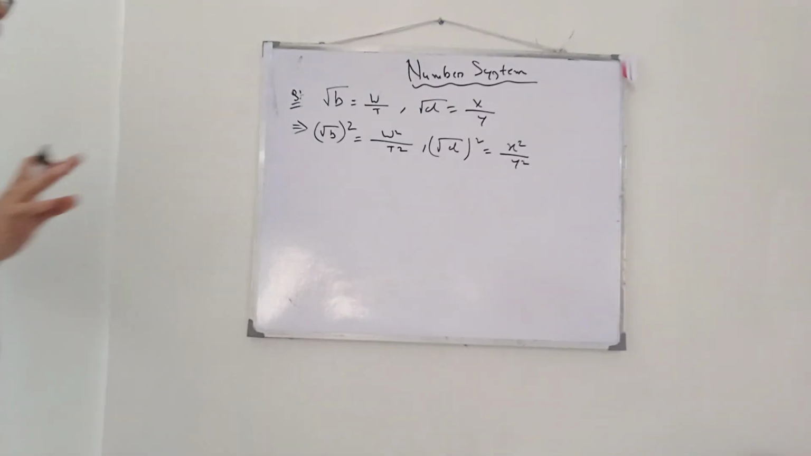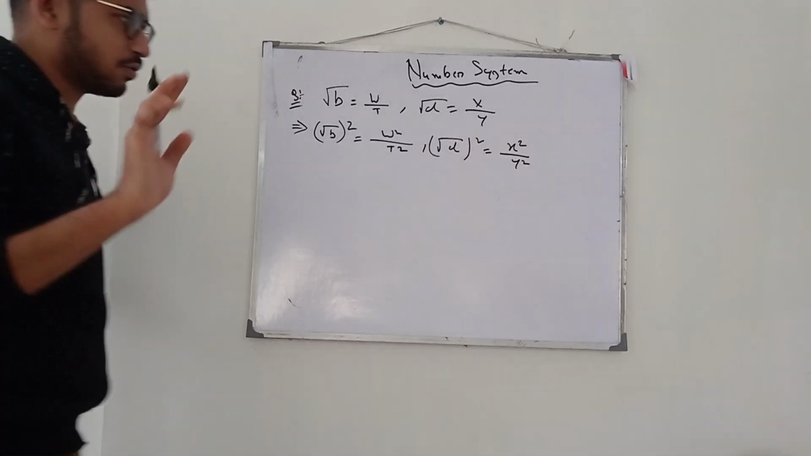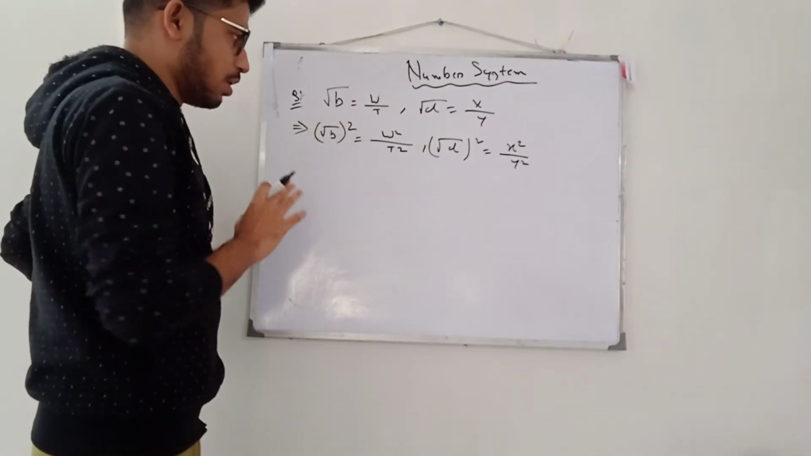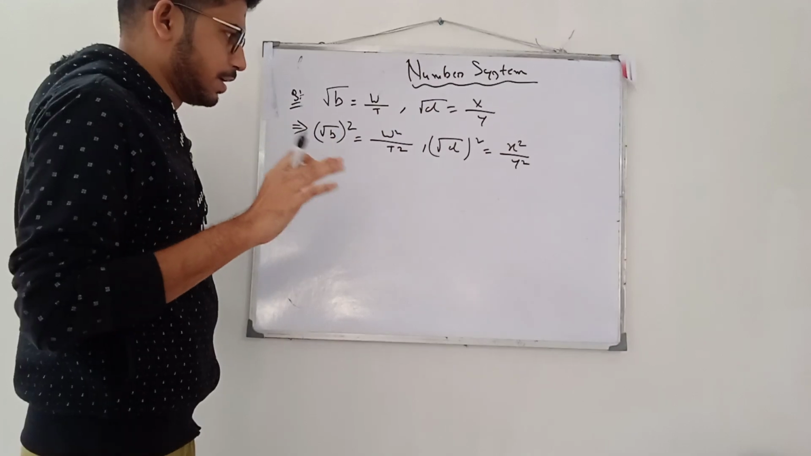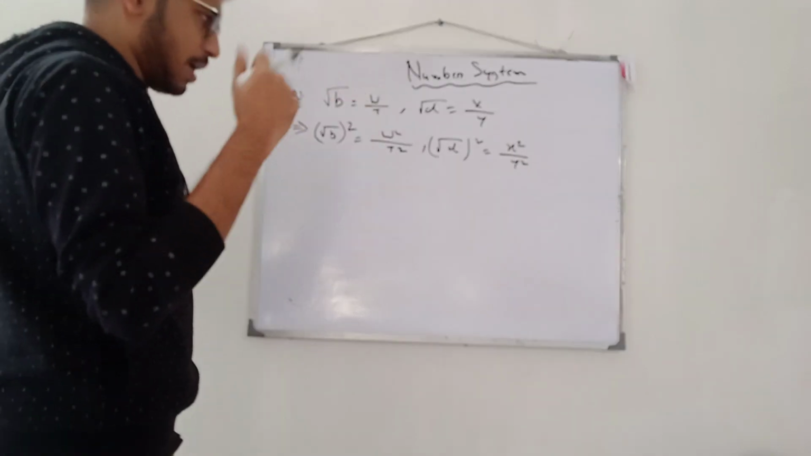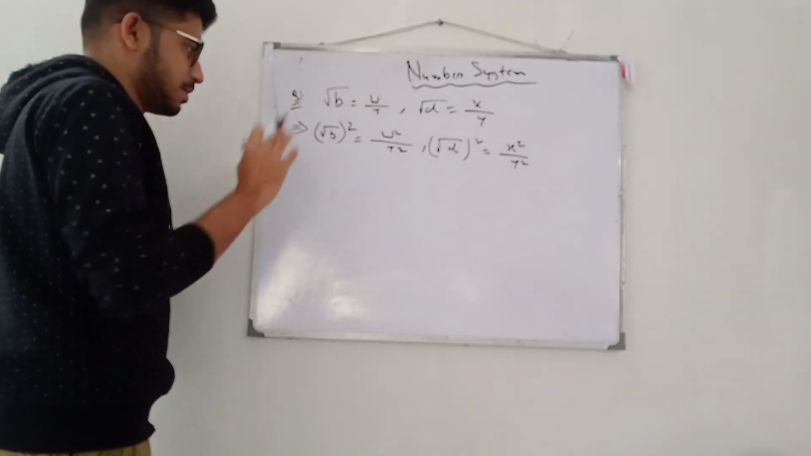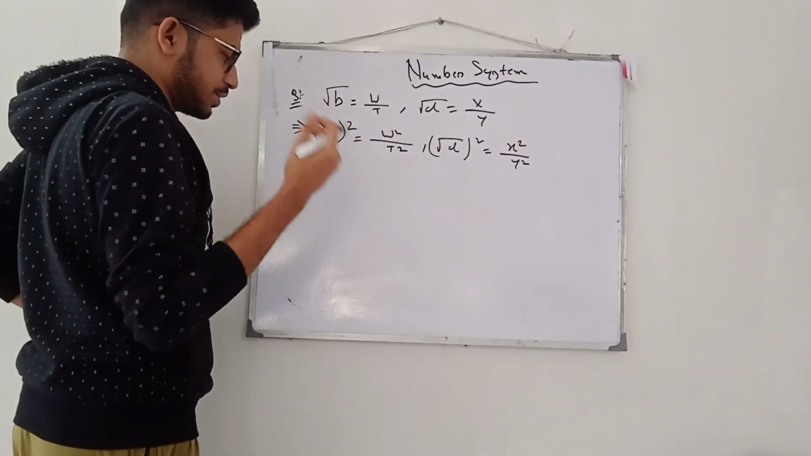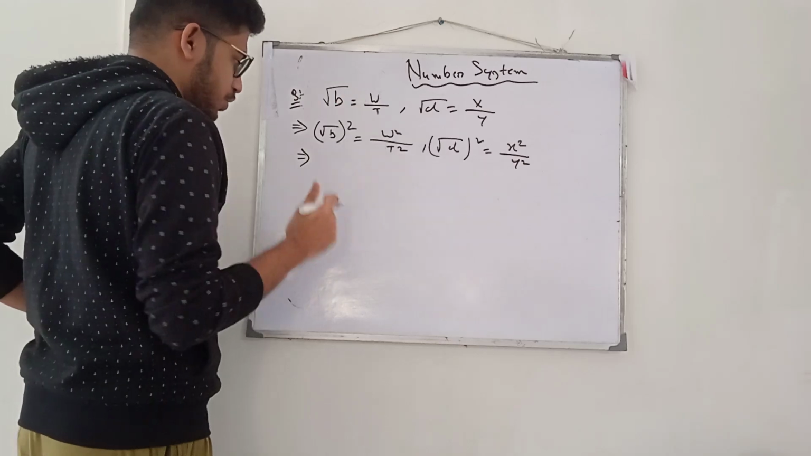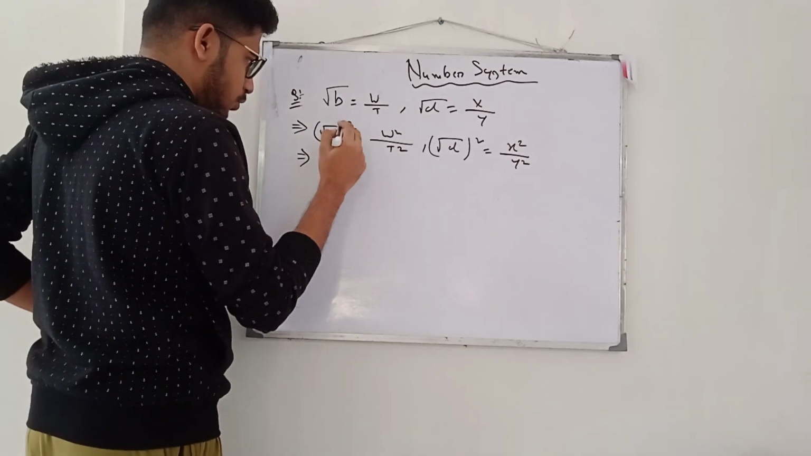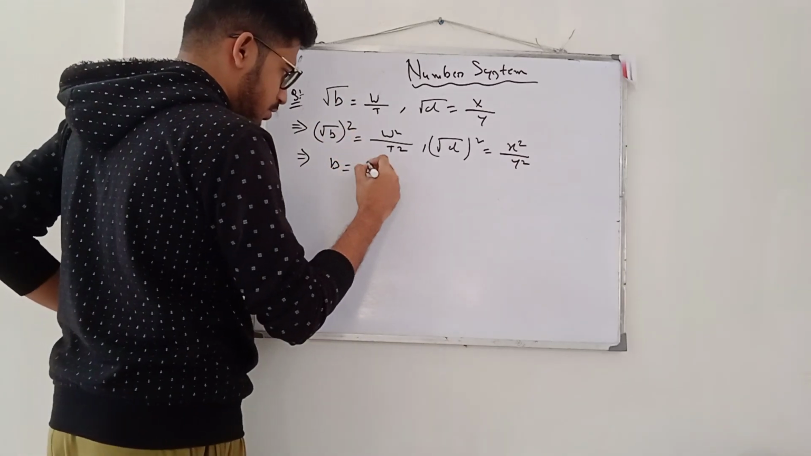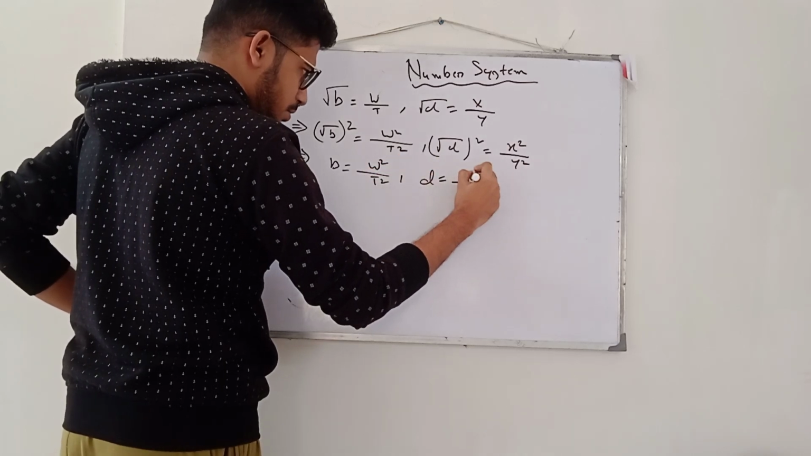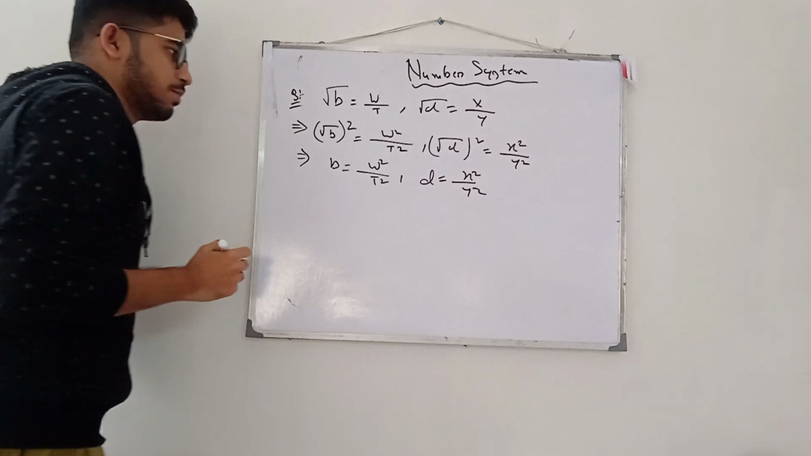I hope you guys understood. But I don't know if this is correct or wrong. I'm just trying to solve this, trying to understand the question so that I can understand the solution also. Here root b whole square means b is equal to w square by t square, and d is equal to x square by y square.